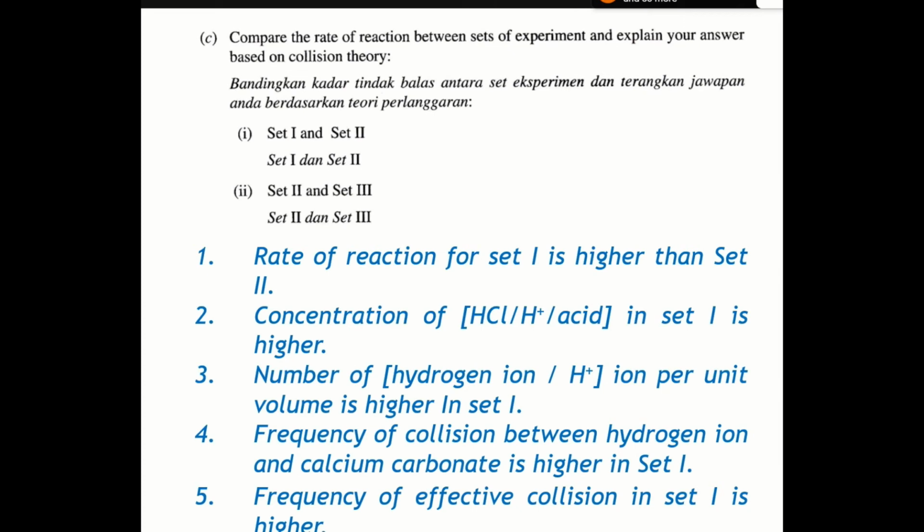Then point number two, we always highlight the factor. Why does experiment one have a higher rate of reaction? Because the concentration of the hydrochloric acid in set one is higher. Then what will happen next? The number of hydrogen ions. These students just come up with numbers of hydrogen ions in set one is higher. No. When we come up with the explanation by collision theory, the concept of concentration must be per volume. You must mention per unit volume. So this is a very important keyword here. So the number of hydrogen ions per unit volume is higher in set one. Okay, so we compare higher, lower, higher, lower.